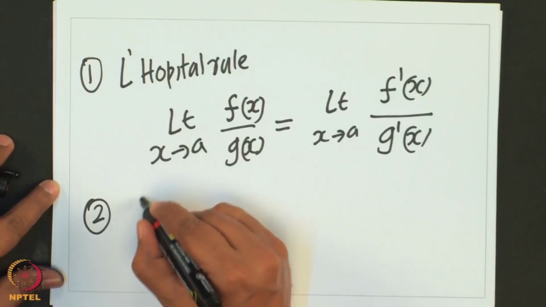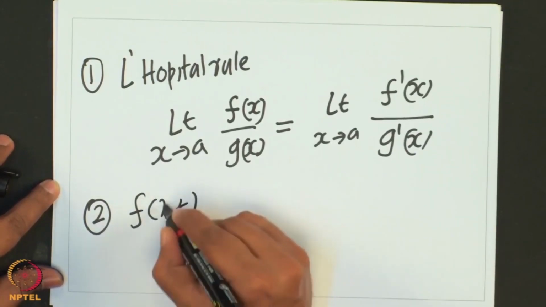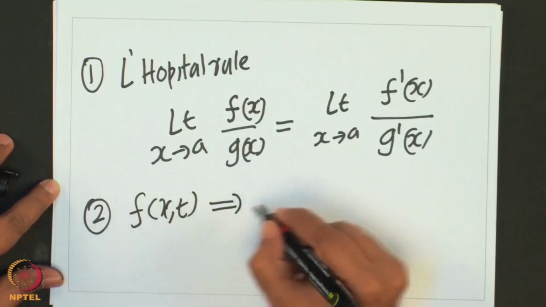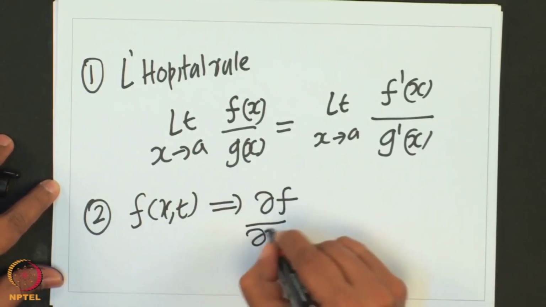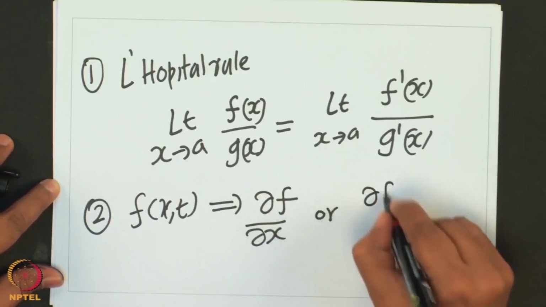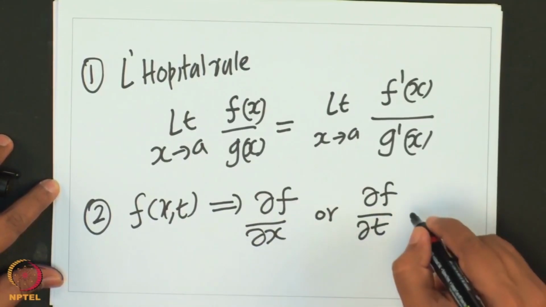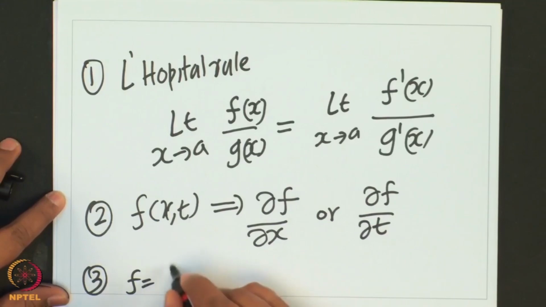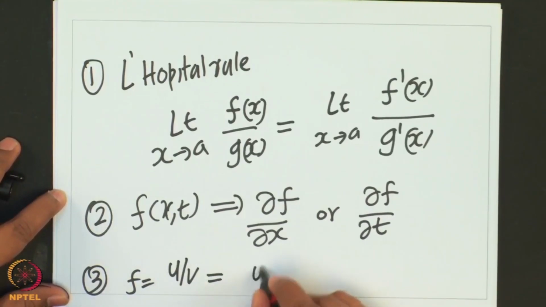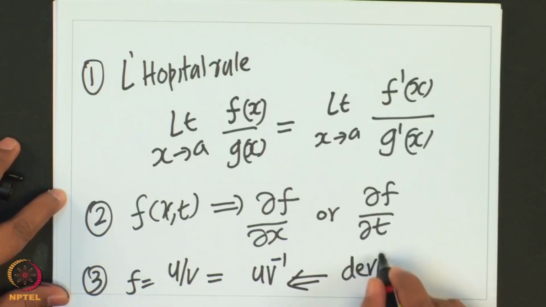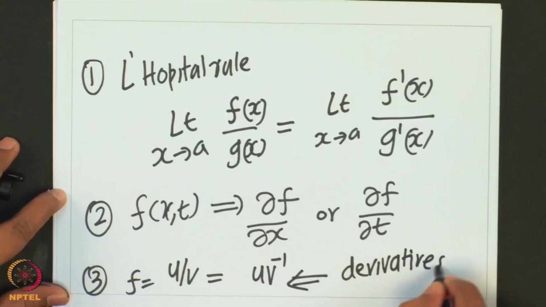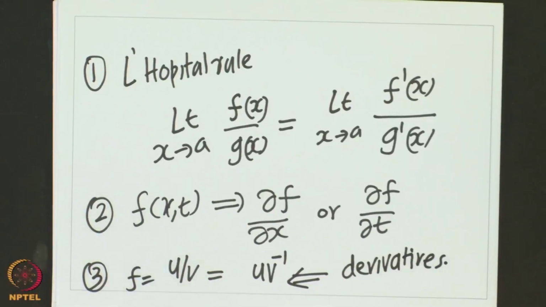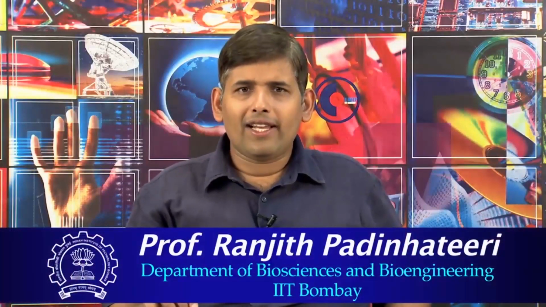The second thing is that if you have some function of x comma t, you can calculate del f by del x or del f by del t. These are called partial derivatives. And the third thing is that if you have f equal to u by v, then you can write it as u v inverse and then calculate the derivatives of this. So these are the 3 things I want to say, which are very useful in the lessons ahead, and we would use these ideas very often.